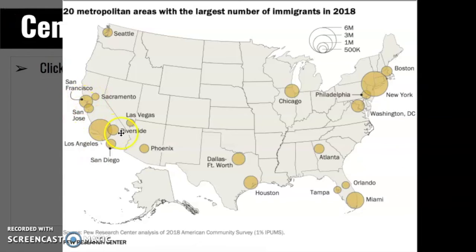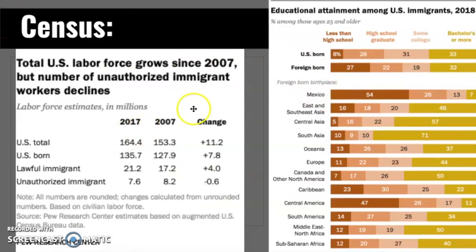Here's where some of the largest concentrations of immigrants are, in big cities. This is nothing new to our history. These two tables would show the U.S. workforce and then also the immigrant workforce. So you can see how it's grown, but it's actually declined with unauthorized immigrants, so like illegal immigrants. There's less of them working.